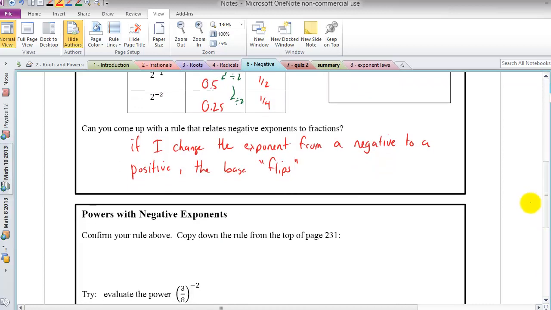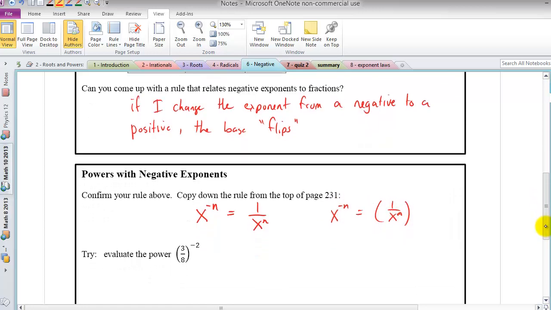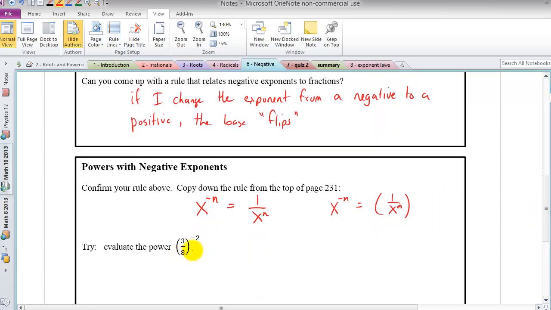And in fact, you can copy down a rule from your textbook. It basically says the same thing. x to the power of negative n is equal to 1 over x to the n. Or even more general, x to the power of negative n equals, something like that. I guess it's sort of the same thing. So to evaluate this, I would flip the base, so 8 over 3, and the exponent is positive, so that's equal to 64 over 9.